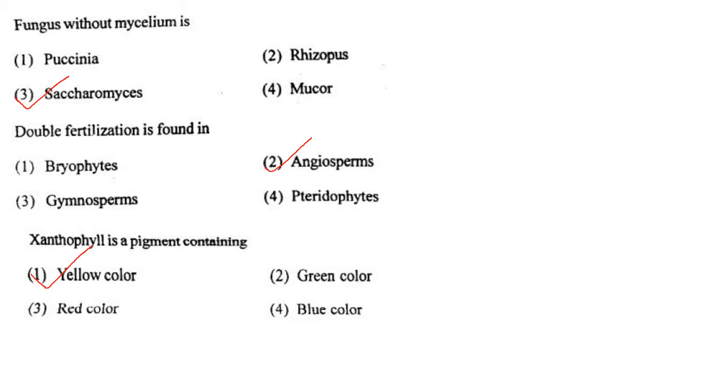Next one, double fertilization is found in option 1 bryophytes, 2 angiosperms, 3 gymnosperms, 4 pteridophytes. Answer is option 2 angiosperms. Next one. Xanthophyll is a pigment containing option 1 yellow color, 2 green color, 3 red color, 4 blue color. Answer is option 1 yellow color.